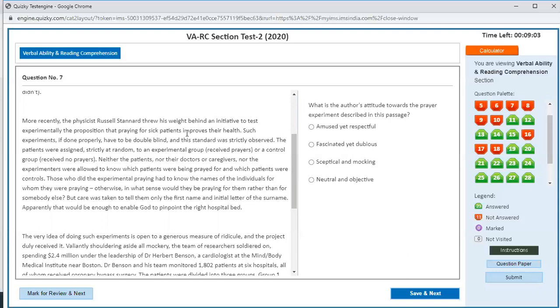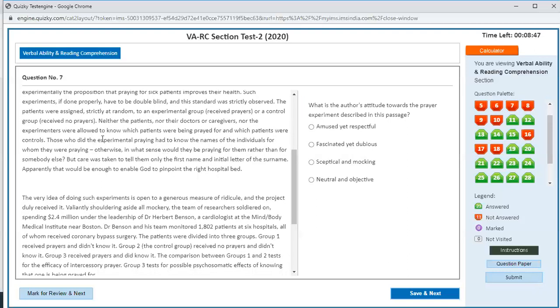Such experiments, if done properly, have to be double blind. And this standard was strictly observed. The patients were assigned strictly at random at an experimental group received prayers, or a control group received no prayers. Neither the patient nor the doctors or caregivers nor the experimenter were allowed to know which patients were being prayed for and which patients were controls. Okay, बहुत ही बढ़िया experiment है.